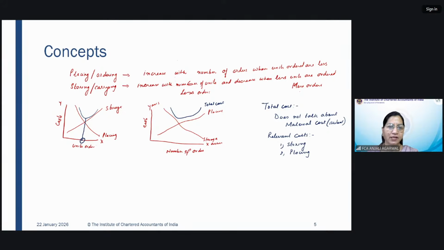You have costs on the y-axis, and on the x-axis you can have number of units ordered, or you can have number of orders. Placing cost always rises with number of orders, and storage cost always rises with units ordered. Material cost is not relevant. That is not what we are discussing here because our relevant costs are storing and placing. The decision that we have to take is: how many units should be ordered at a time?